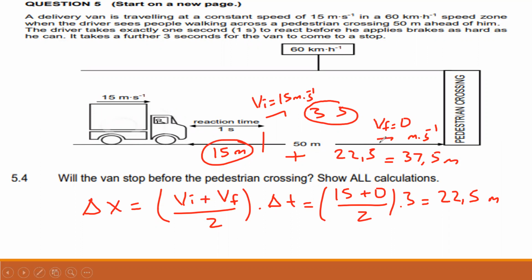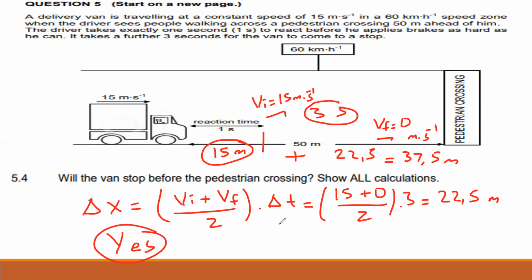What was our total distance, people? It was 50, and the van moved only 37.5. And what's our answer, people, to whether it will stop before crossing? The answer is yes. We can say yes, because 37.5 is less than 50. He will stop before the crossing. This is our answer, people, for 5.4.